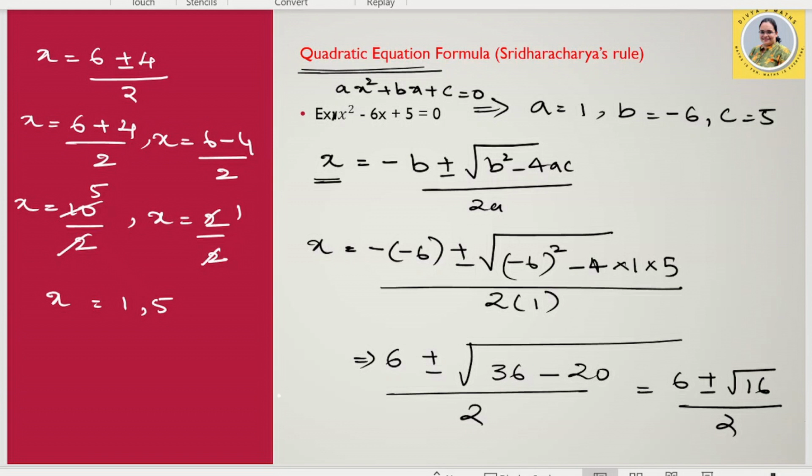And I will be solving many more examples using these 3 methods in my coming videos, and also I will be solving word problems from the exercises.